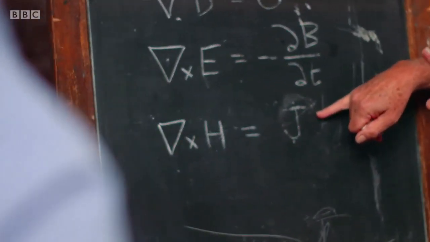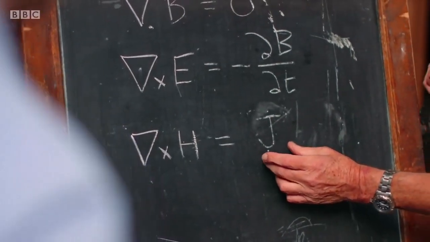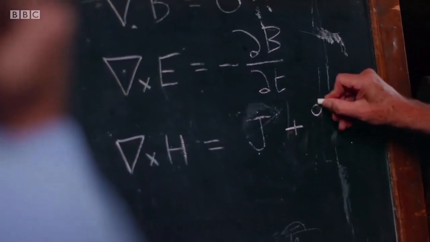But Maxwell realised there was something missing. Maxwell's genius was to realise that each of these equations is fine until you put them together. And then he realised something was missing, and it was in this final equation. He said, there has to be another term.